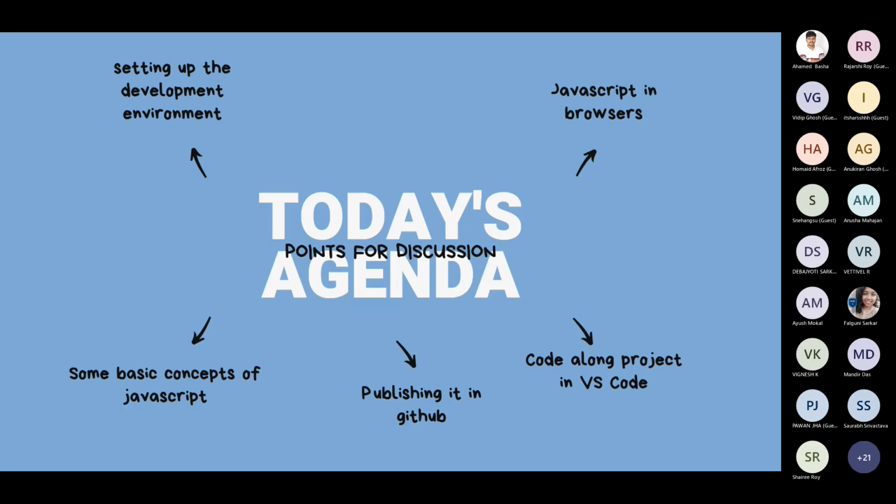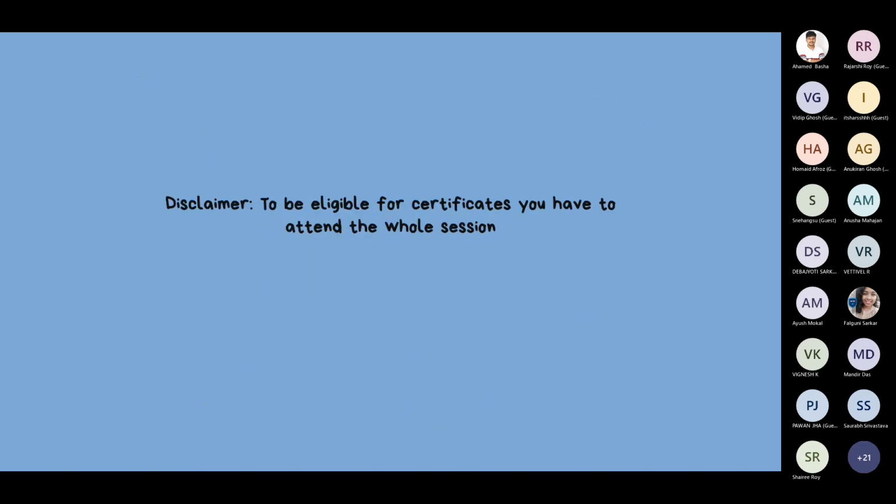As I was saying, today's agenda is about this, and at the end of the session we will also fork a repository and publish it, and there will be a small homework for all of you. The disclaimer is that for eligibility for the certificates, you have to attend the whole session. It's not like you stay for the first 15 minutes and then disappear. The video will be monitored and the attendance will be seen, and accordingly the certificates will be given.